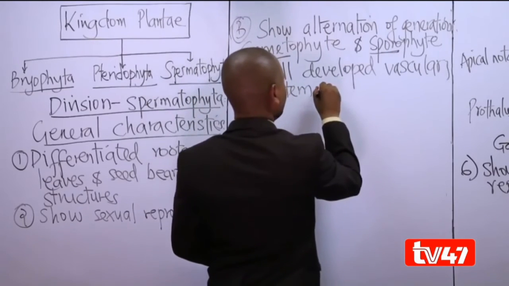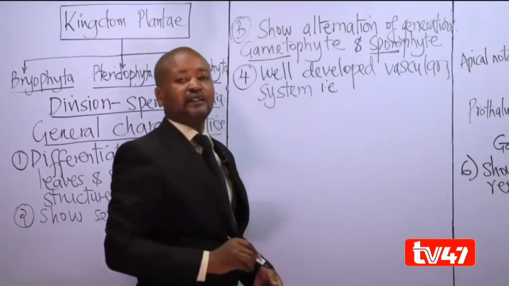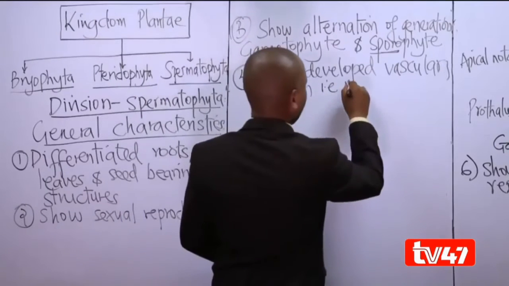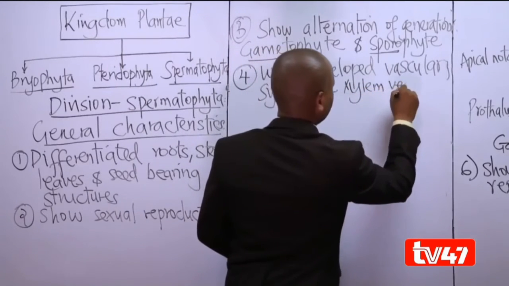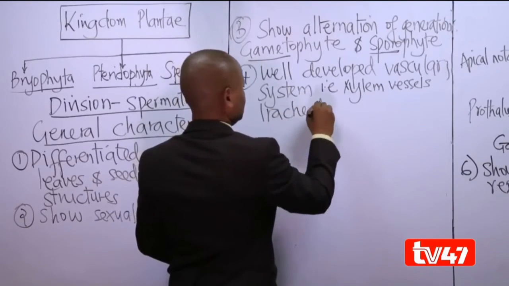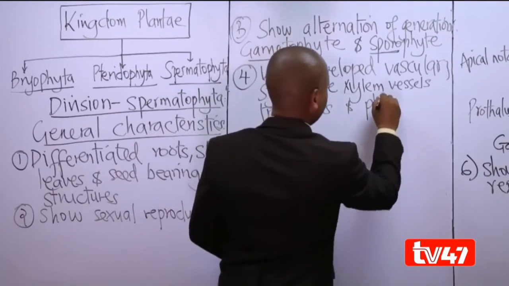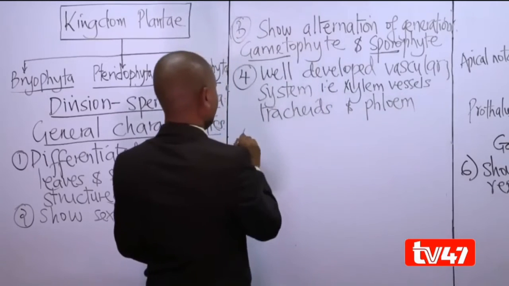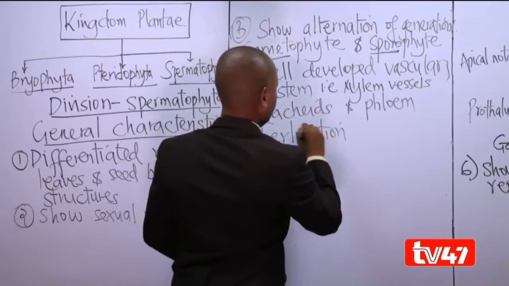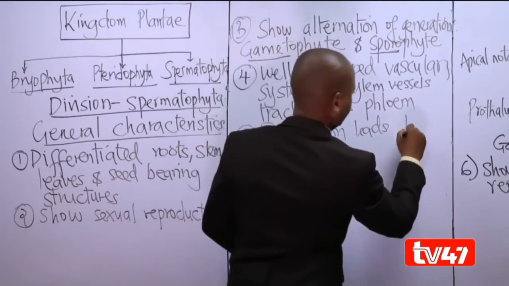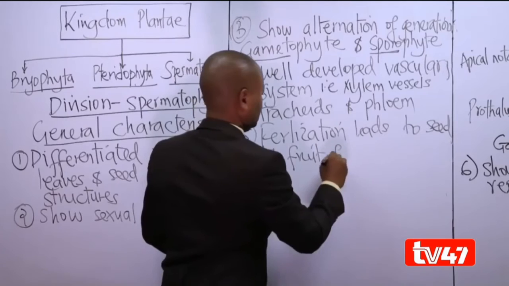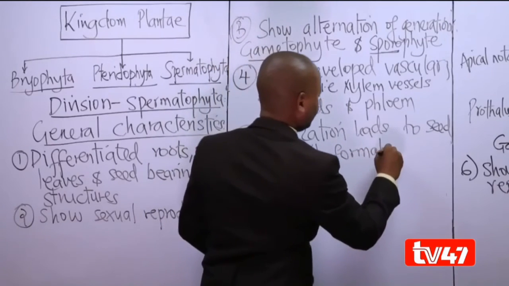The vascular system is very well developed, meaning it has vascular bundles, and besides that, it has xylem vessels, tracheids, and the phloem. We have already mentioned that fertilization leads to seed and fruit formation. Remember, the others were not leading to seed and fruit formation.